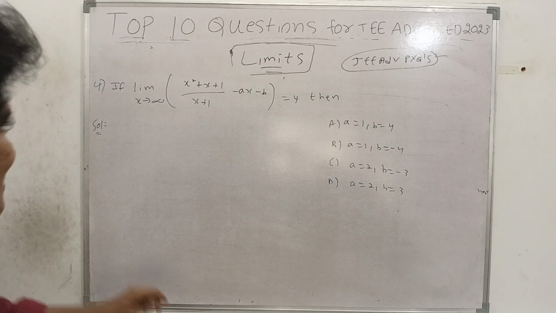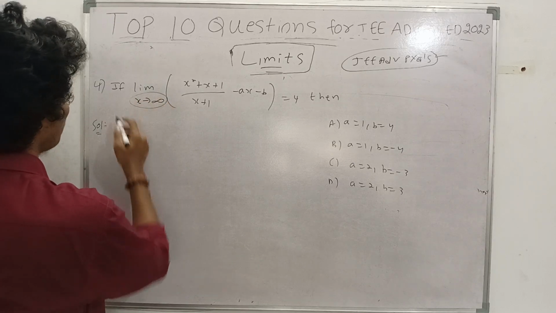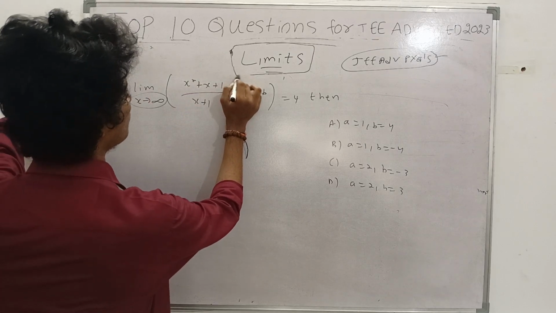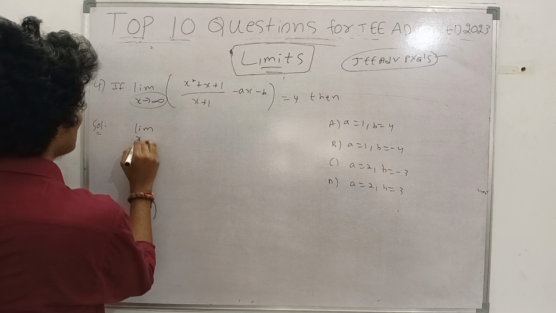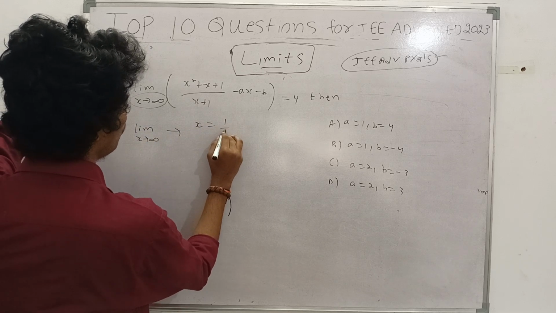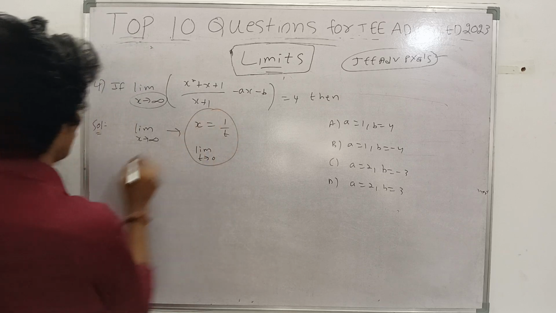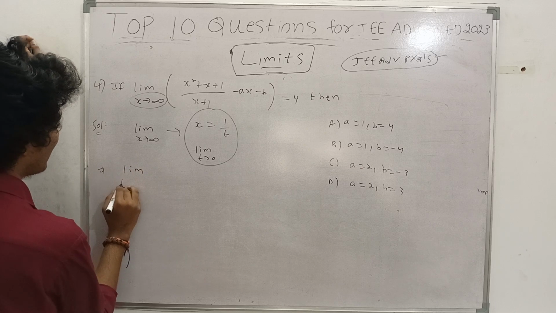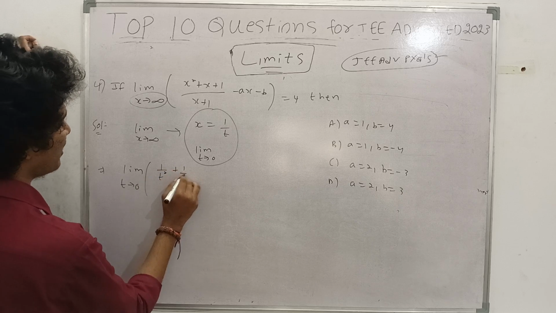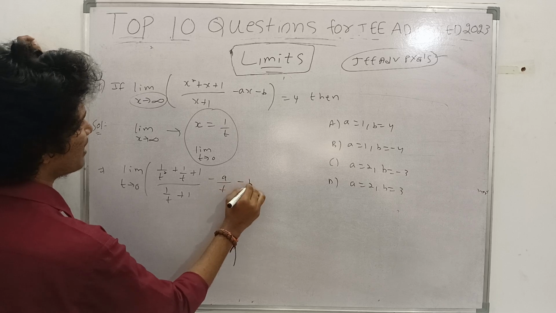Very important question. This is another model. Up to now we discussed the limit tending to 0. Now we are discussing limit tending to infinity. What I said in the change makers batch when I was discussing the limits chapter: when limit x is tending to infinity, we have to do one substitution, that is x should be 1 by t and limit t tending to 0. So limit t tending to 0, we have to replace x as 1 by t. So 1 by t square plus 1 by t plus 1 divided by 1 by t plus 1 minus a by t minus b equal to 4.